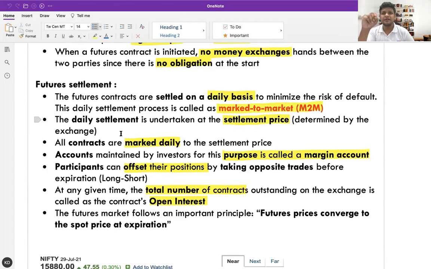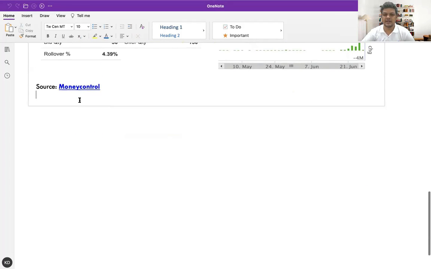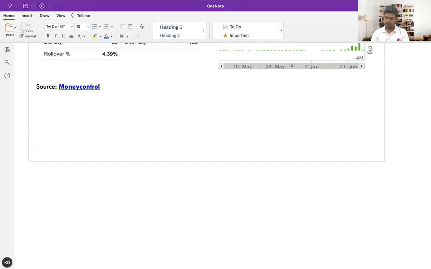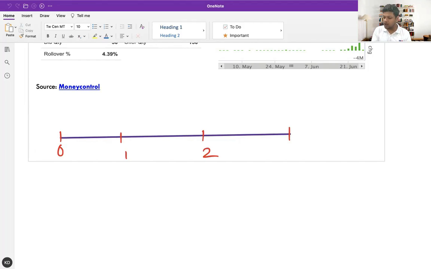So tell me one thing. Why is there a difference between the future and the spot price? Tell me that. What is the biggest reason? Interest rates. Basically, it is because of the time value of money, isn't it? What's the difference between present value and future value? We've done that in QM. It is only and only because of the time value of money, isn't it?